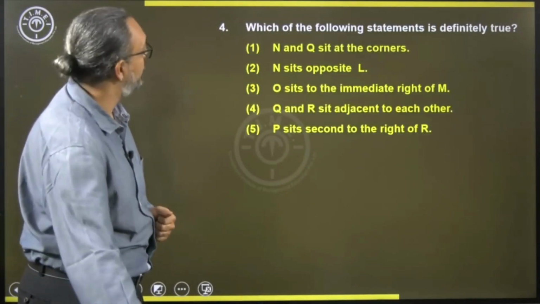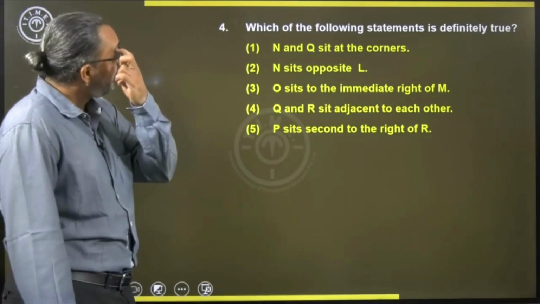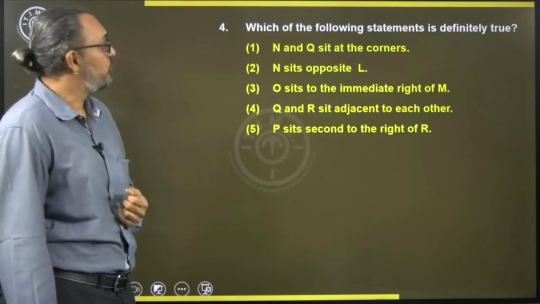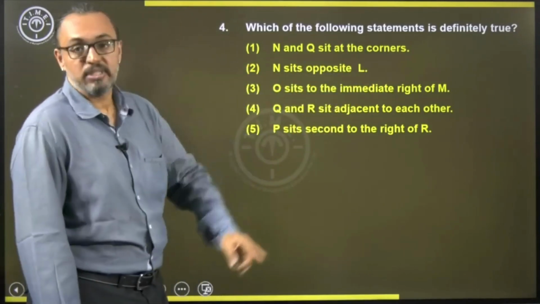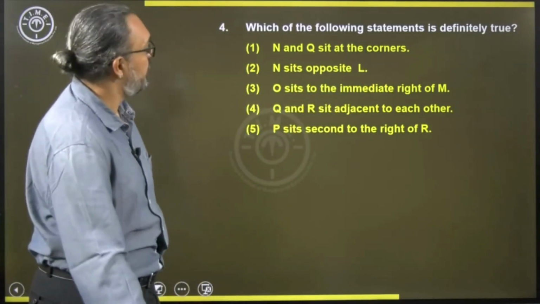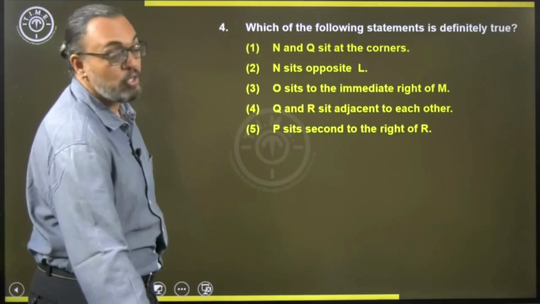Then, which of the following statements is definitely true? Okay, so let's check that. First one, N and Q sit at corners. Second, N sits opposite L. So let us check both of these. N and Q sit at corners, N sits opposite L.